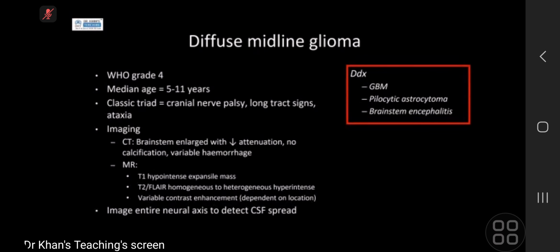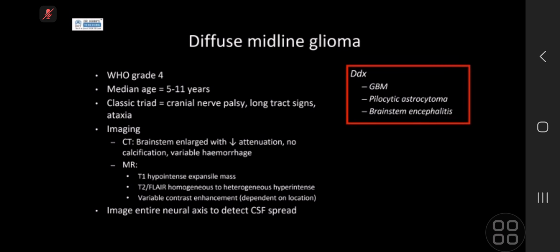Things to think about. I put in GBM, but to be fair, a glioma is a glioma. GBM is your classic one you think of as a thick, heterogeneously enhancing lesion with central necrosis. It doesn't really look like that. I put in pilocytic astrocytoma because you always think about that in the posterior fossa, but often they are a bit more cystic with a solid component and not so solid as we see here. And the other thing is that if it doesn't quite make sense, you've got to think of something like brainstem encephalitis. So is it an infective cause?